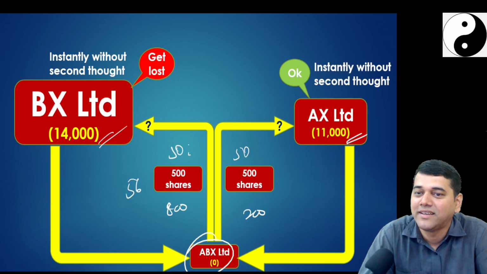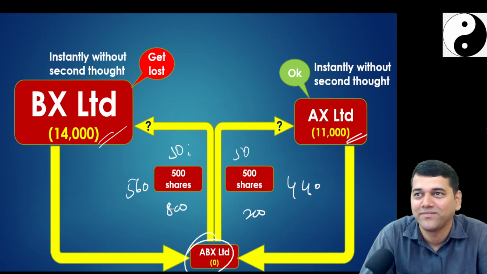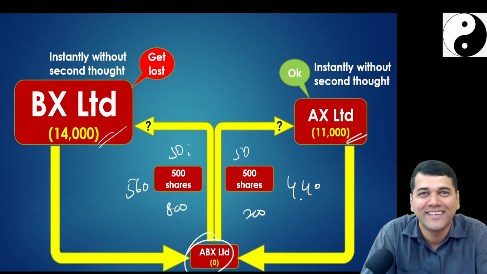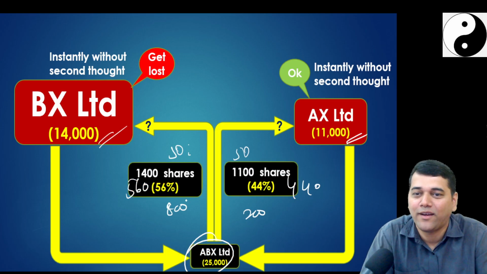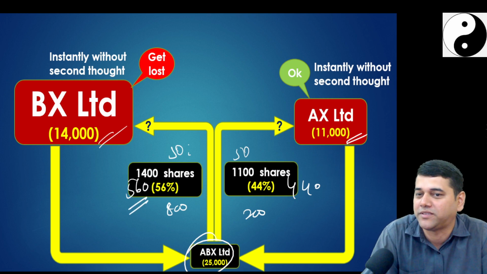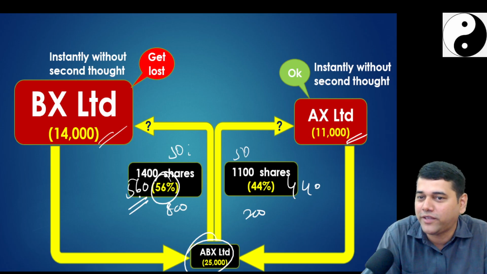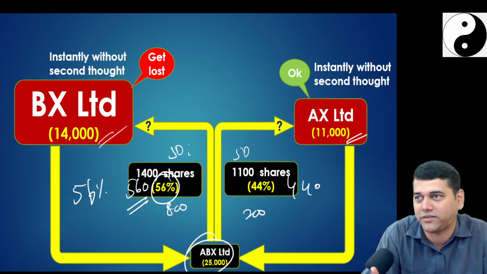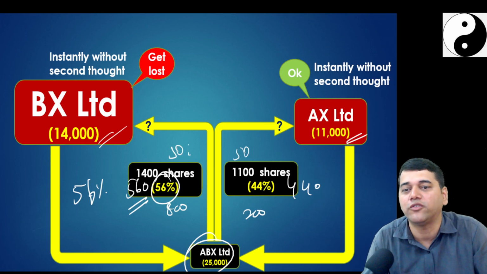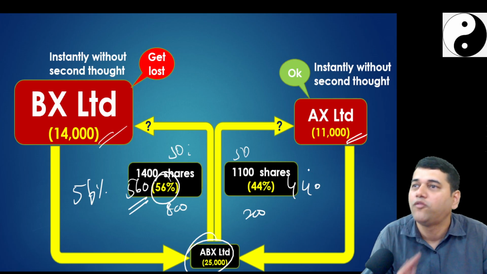540, 440. Is it okay with you? Yes, Dhanashree? I don't know on what basis you said 540, 440. Or I can say 1400. Okay, how did you get 545? You took 56%. Your mind was talking about 56%. Whatever, it doesn't matter. 56%. So I can say 14,000 shares, 11,000 shares. 14 shares versus 11 shares.